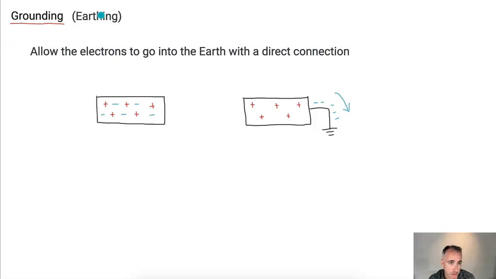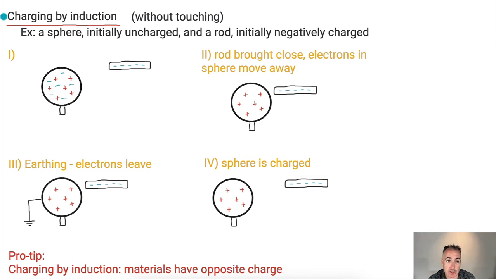grounded or earthed. So now let's look at charging by induction, because we're going to need this idea of grounding or earthing. So for example, let's say we start off with a sphere. Okay, we've got a sphere here. It's initially uncharged. It's got 1, 2, 3, 4, 5, 6 electrons on it, for example. And this is a little rod that's got, let's say, 5 electrons in it, and it's negatively charged. Okay. So what's happening is this, induction means you're not going to let them touch. So you take this one right here and you move it close. So imagine that you put it close by.